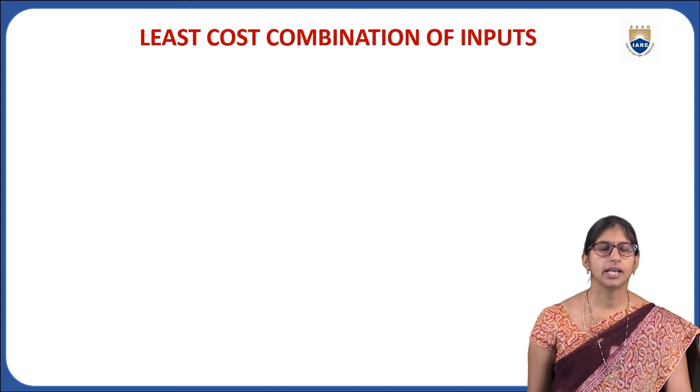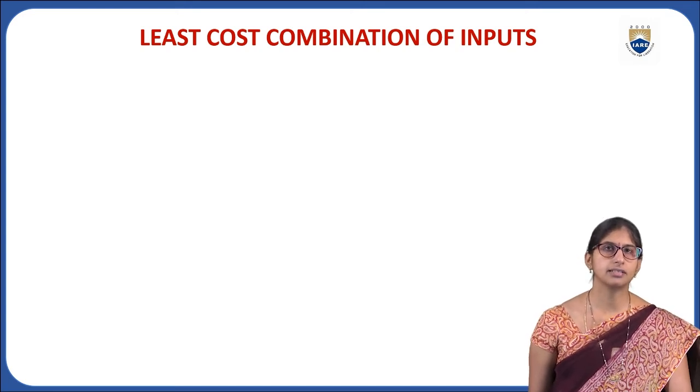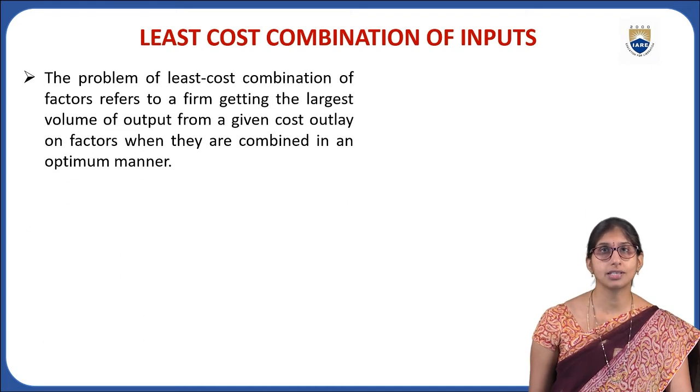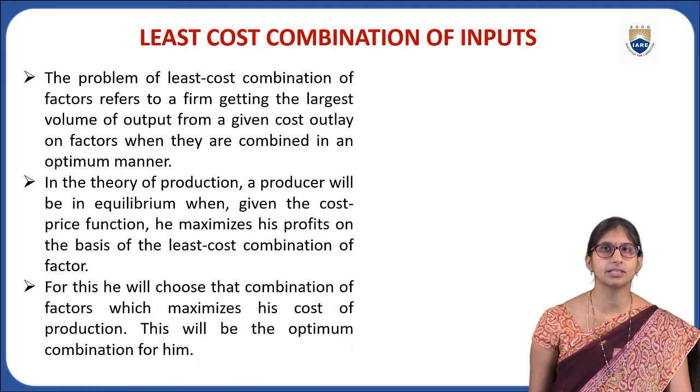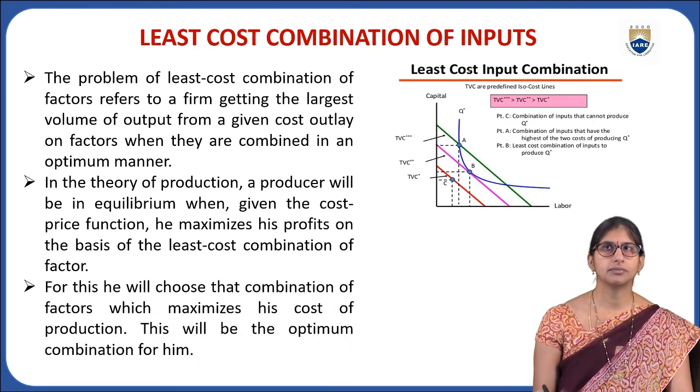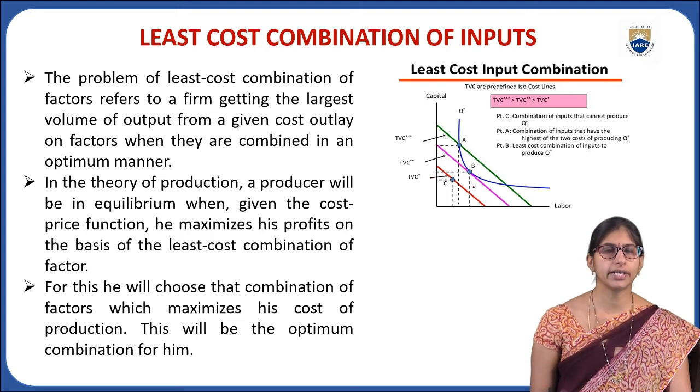Now coming to the next part, that is the least cost combination of inputs. A combination of isocost and isoquant gives us the least cost combination of inputs. So what is a combination of isoquant and isocost curves? Here, these are the 3 isocost curves, and this is the isoquant curve, right?